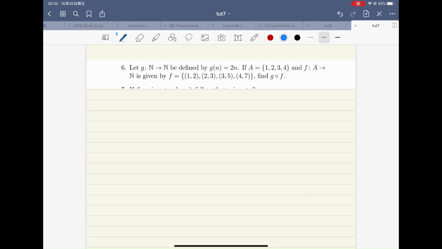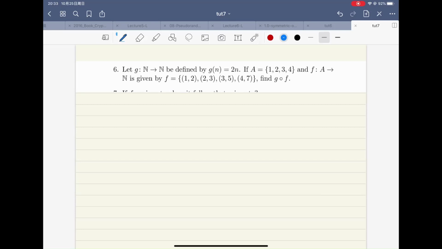Let g, mapping from natural numbers to natural numbers, be defined by g(n) equals 2n. If the set A equals the set that has the elements 1, 2, 3, 4, and f maps from A to the natural numbers, is given by f equals the 4 ordered pairs (1, 2), (2, 3), (3, 5), and (4, 7). Find the composition function g composite f.